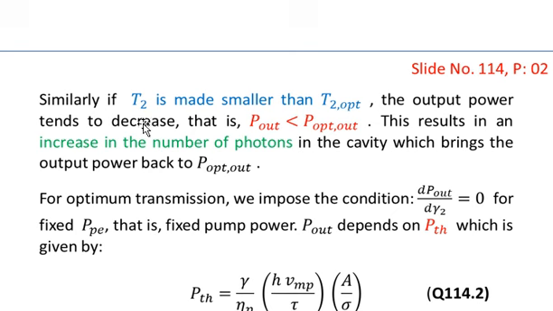Similarly, if T2 is made smaller than T2 opt, the output power tends to decrease. That is, the P out becomes smaller than P optimum output. This results in an increase in the number of photons in the cavity, which brings the output power back to P opt, that is, back to the optimum output power.